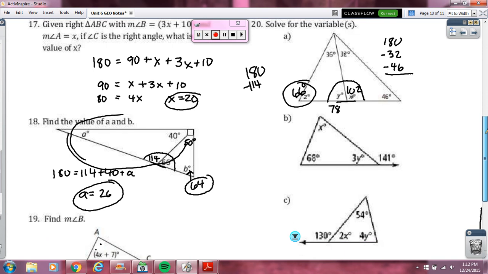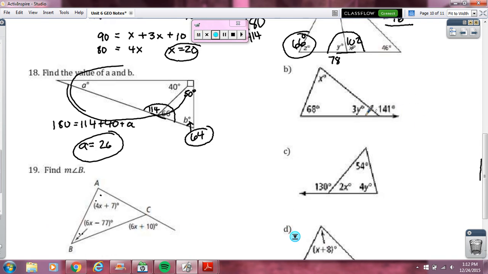And we found them all. Okay. Scary. I might begin by finding out what y is, just by knowing that 3y plus 141 is 180. 180 minus 141 is 39. So y equals 13.